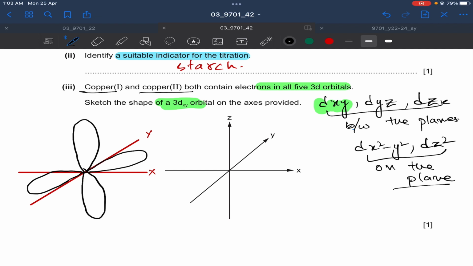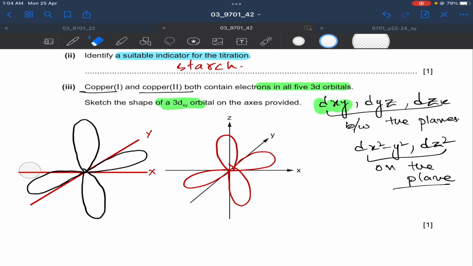All right, so now let's draw dxy on the axis they've given us. So this would be the first lobe between the x and y plane, the second lobe, right? And the third lobe would be like this, and the fourth lobe would be like this. All right, so this would be the shape of dxy. It lies between the x and y plane. All right.